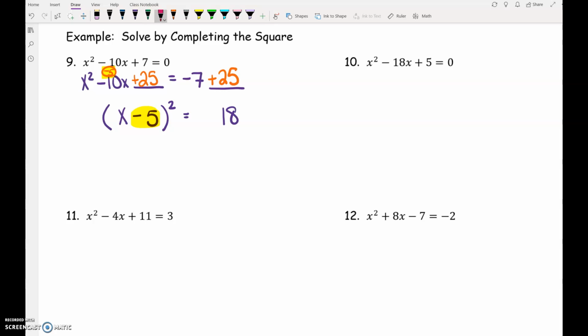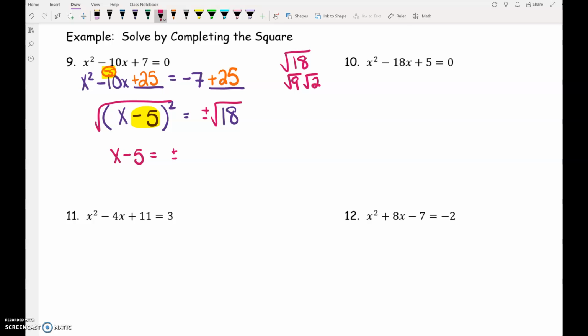Okay, now we know how to solve this because we did this last week. We need to square root both sides. Don't forget your plus minus. So x minus 5 equals positive or negative. What do we need to do with the square root of 18? We need to simplify it into the square root of 9 times the square root of 2.